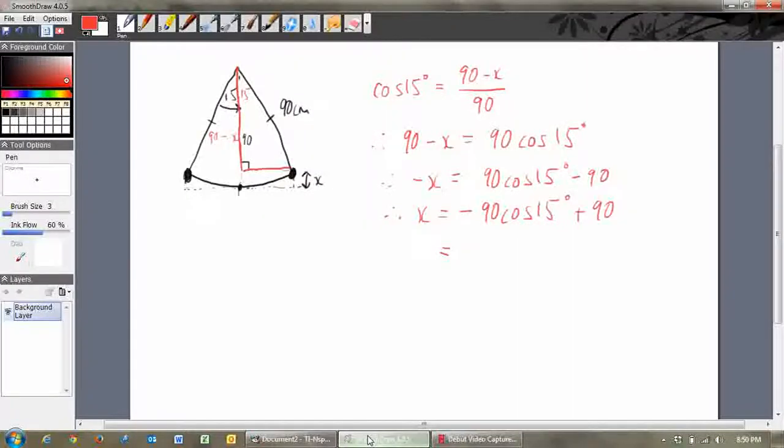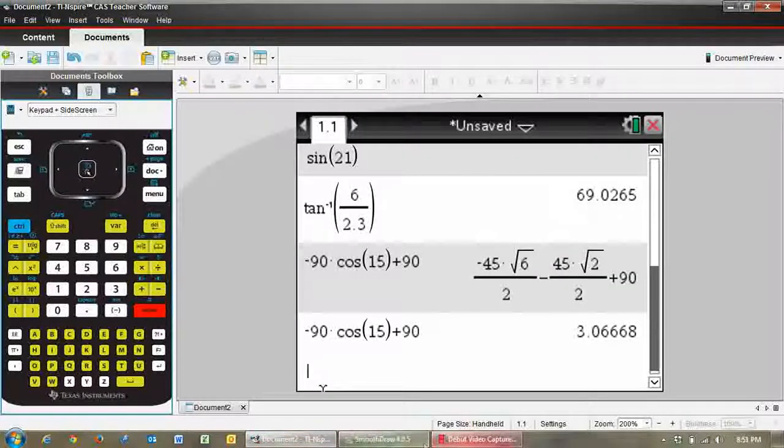3.07 to two decimal places. So we've got 3.07. The question stayed within centimetres, so it's centimetres. So that's the difference between this height there and that height there. And there you go, that's trigonometry.